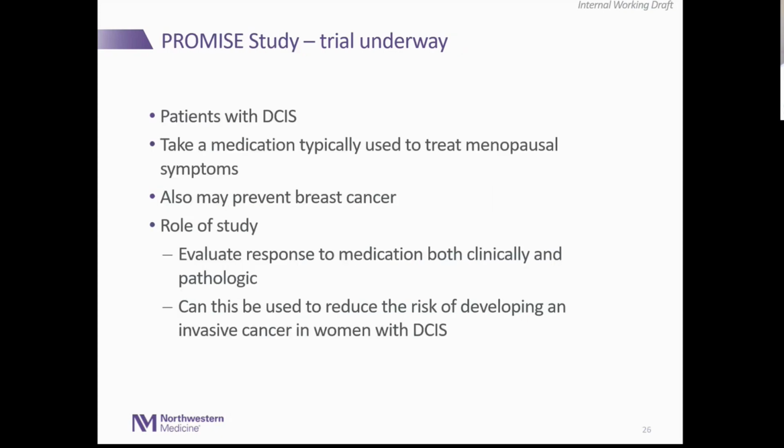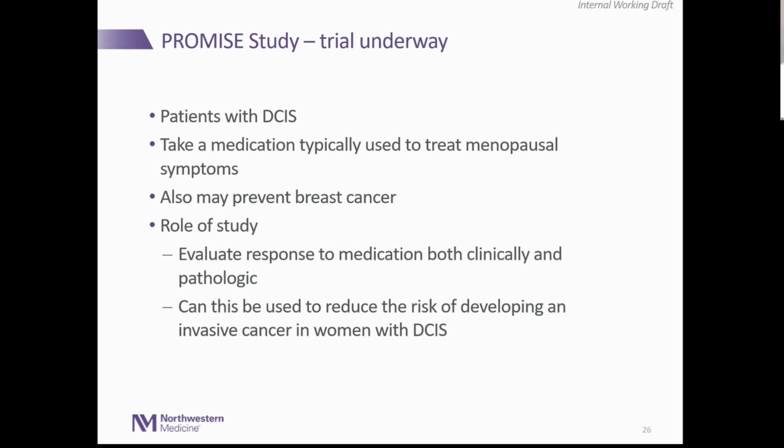And lastly, I just want to mention a study that is being led by my colleague, Dr. Kulkarni, downtown. This is the PROMISE study that we do have open in the West region as well. This is for patients with DCIS, and patients are asked to take a medication. This medication is typically used to treat menopausal symptoms, but there is some information that this may also prevent breast cancer. So the role of this study is to evaluate the patient's response, both clinically, how she handles the medication, and also pathologically, with how the tissue changes, because potentially this medication can be used to reduce the risk of developing invasive cancer in women that have DCIS.